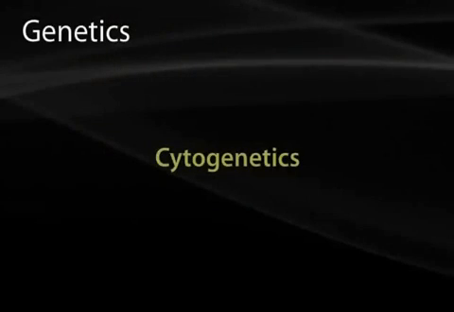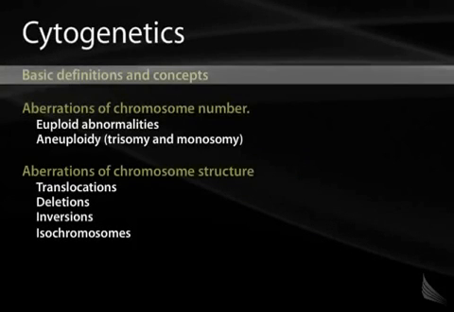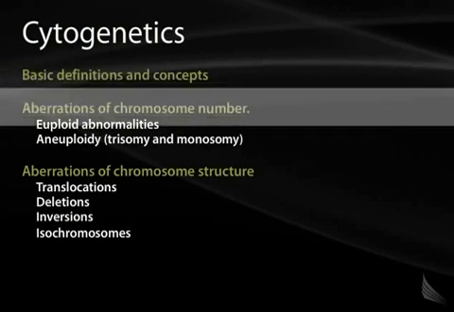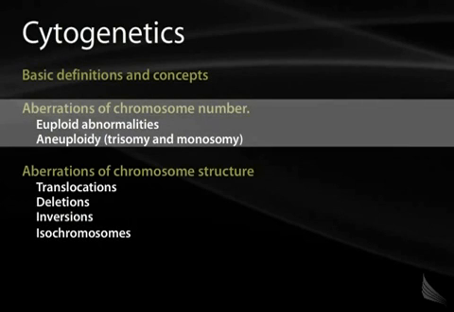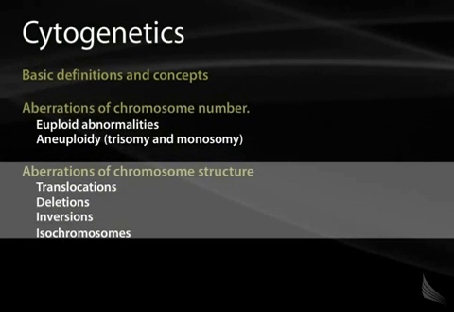In this section, we will talk about cytogenetics. So let's talk first about basic definitions and concepts, and then we'll talk about aberrations of chromosome number. We'll talk about euploid abnormalities, as well as aneuploidies like trisomy and monosomy. And then we'll discuss aberrations of chromosome structure: translocations, deletions, inversions, and isochromosomes.